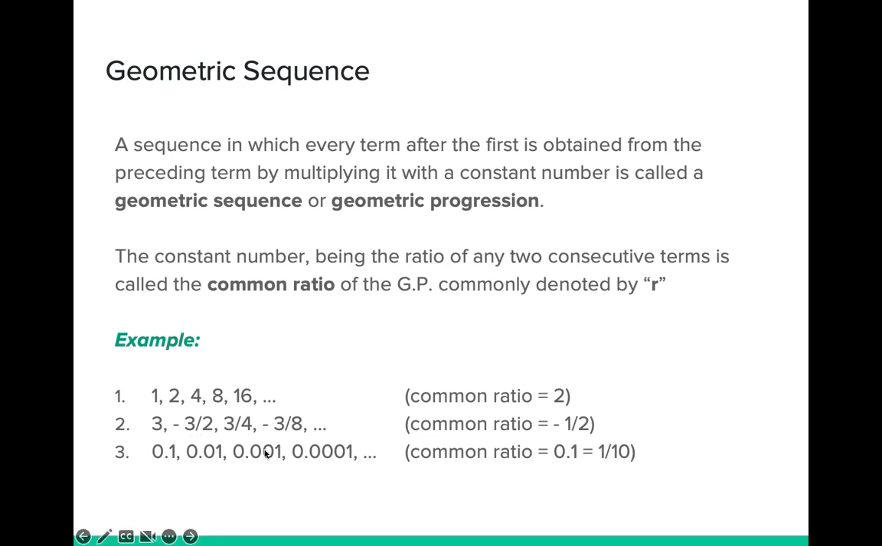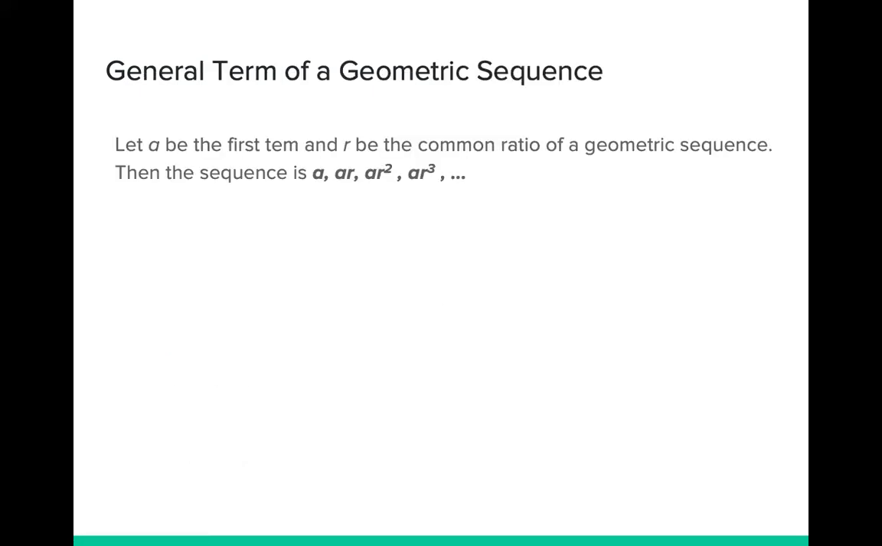Okay, and for this sequence, 0.1, 0.01, 0.001, and 0.0001. So the common ratio is 0.1. So 0.01 divided by 0.1, you can verify it. The common ratio is 0.1. And if you divide 0.0001 by 0.001, it is also 0.1, and so on. So we have a common ratio, which is the term divided by its preceding term. Okay? So what will be the general term of a geometric sequence?